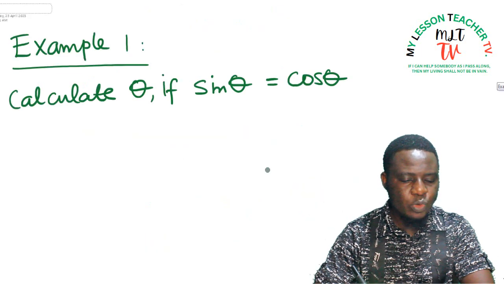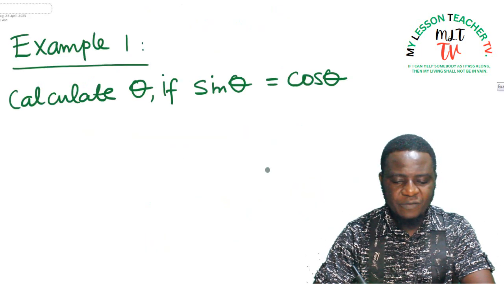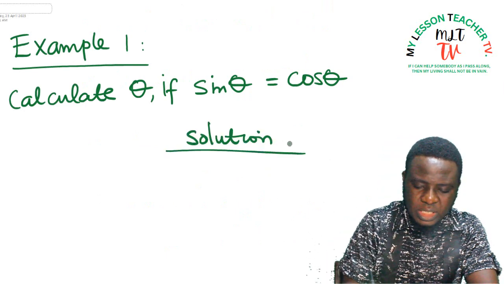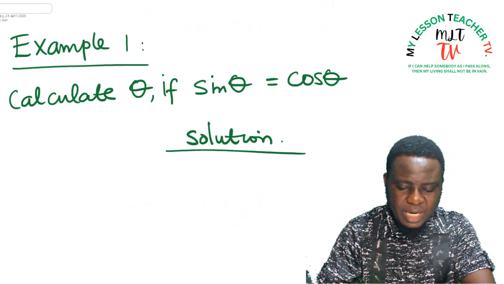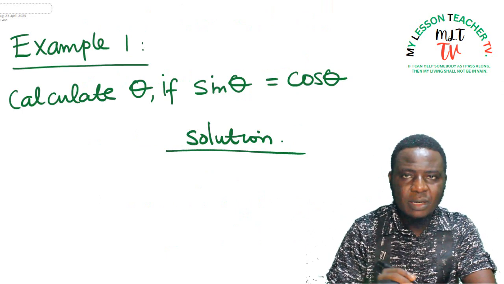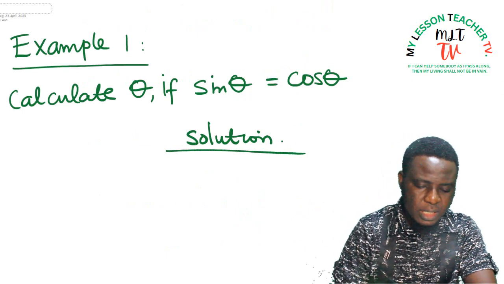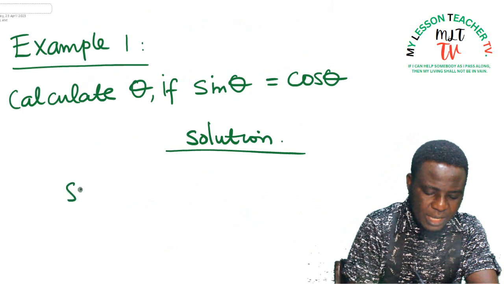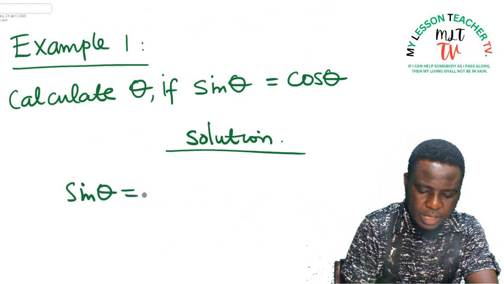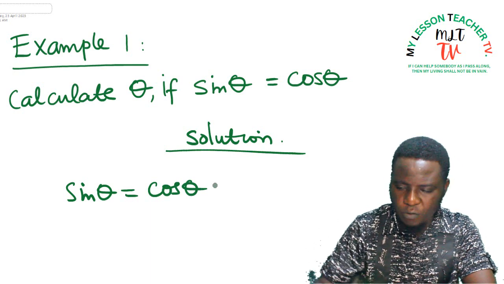Example 1 says we should calculate theta if sine theta is equal to cos theta. Using the idea of complementary angles, you can solve this. Now, if sine theta is equal to cos theta, we should find the value of theta.